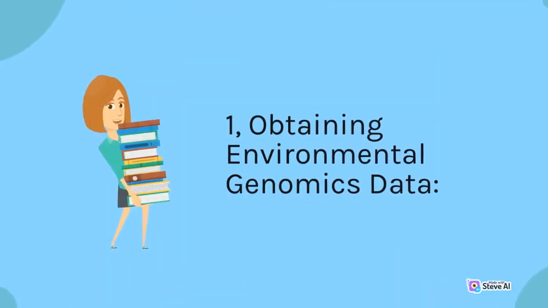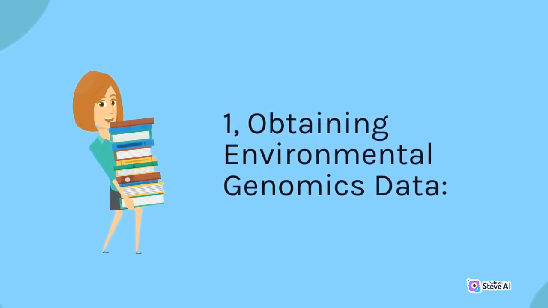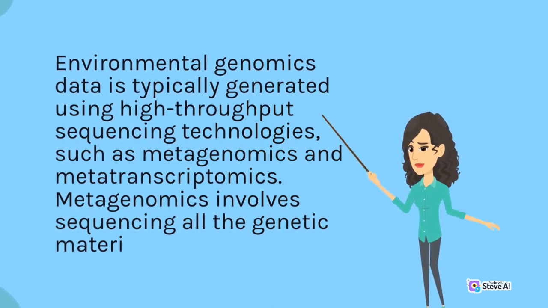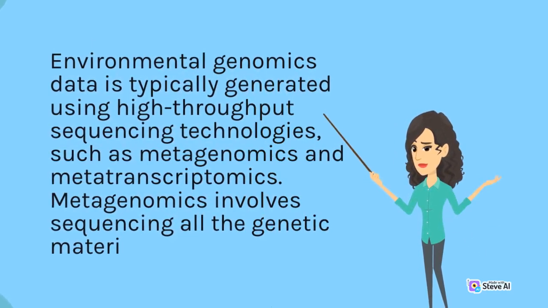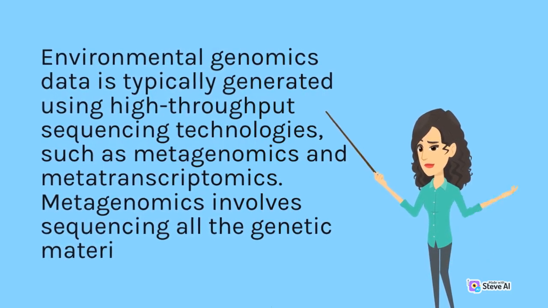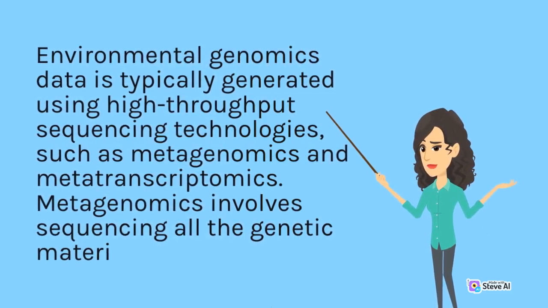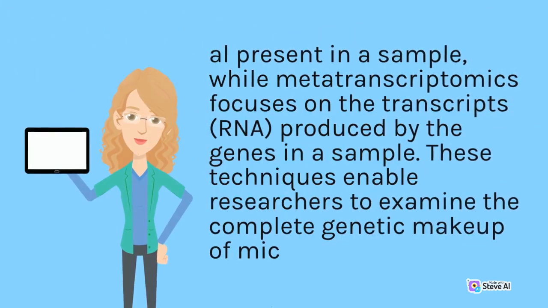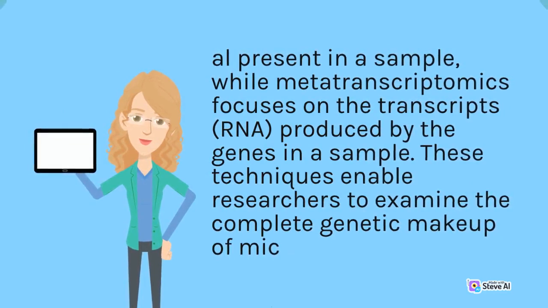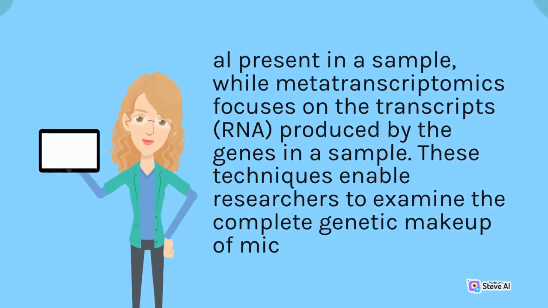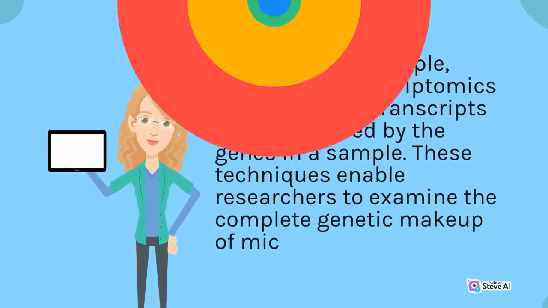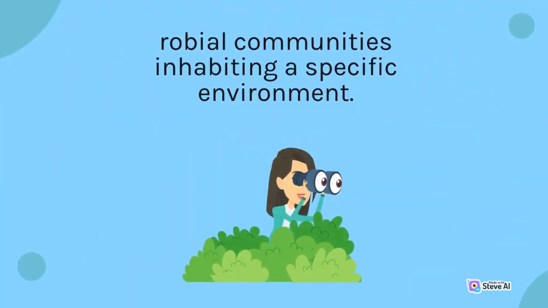1. Obtaining environmental genomics data. Environmental genomics data is typically generated using high-throughput sequencing technologies, such as metagenomics and metatranscriptomics. Metagenomics involves sequencing all the genetic material present in a sample, while metatranscriptomics focuses on the transcripts, RNA, produced by the genes in a sample. These techniques enable researchers to examine the complete genetic makeup of microbial communities inhabiting a specific environment.